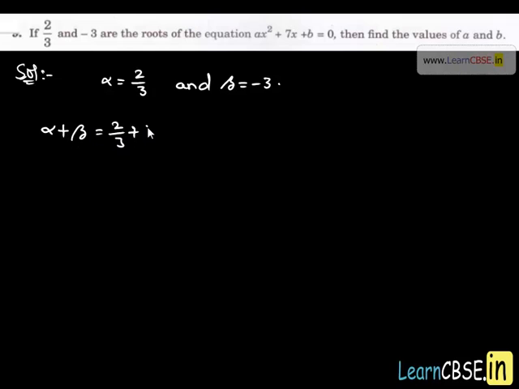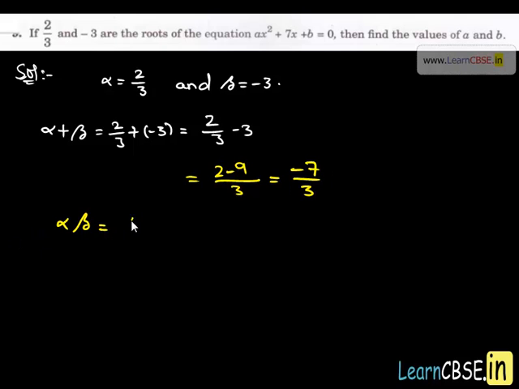Let us do that. In this question, we are given two roots, that is alpha = 2/3 and beta = -3. Let us find their sum. We have alpha plus beta is equal to 2/3 plus (-3), which is 2/3 minus 3. Here the LCM is 3, and the numerator has 2. For the other term, we multiply the numerator 3 with 3 in order to get the denominator as 3, which is 9. 2 minus 9 is -7/3.